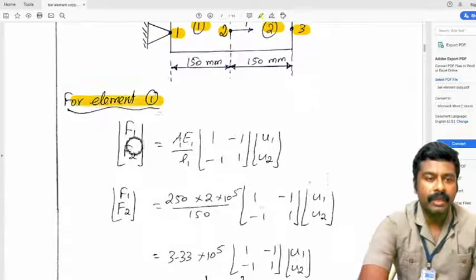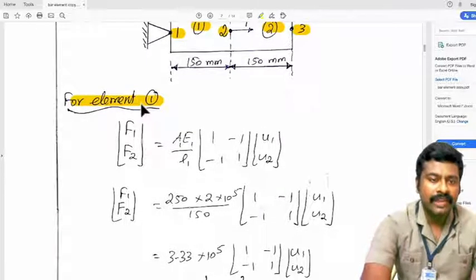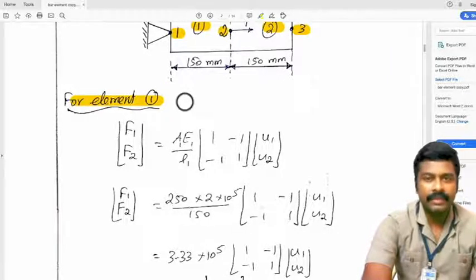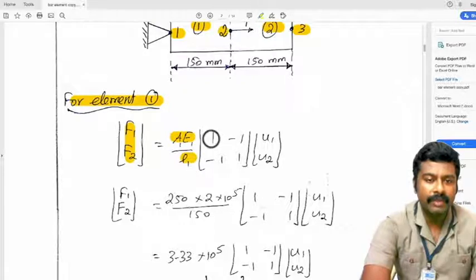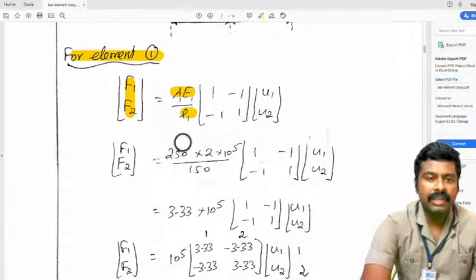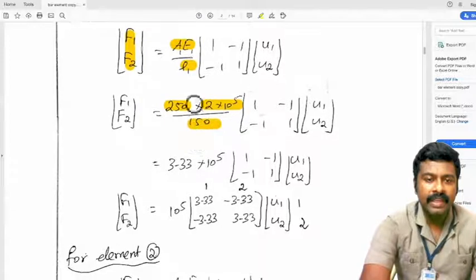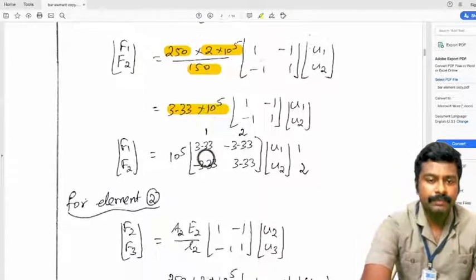For element 1, F1, F2 equal to. The finite element equation for a bar element is given by F equal to Ku, where F is the force vector, K is the element stiffness matrix, and U is the displacement. Expanding that formula, it becomes F1 F2 equal to A1 E1 by L1 for element 1 times the matrix of 1 minus 1 minus 1 1, times U1 U2. Substitute all the values: area 250, Young's modulus, length for element 1 150. After solving, the value yields 3.33 into 10 raised to 5.